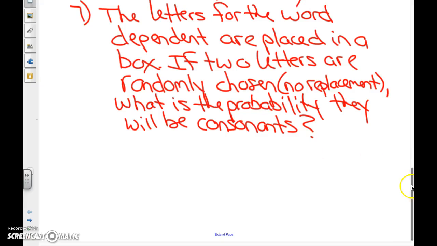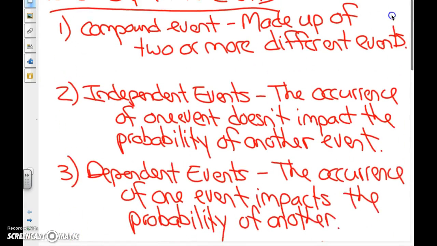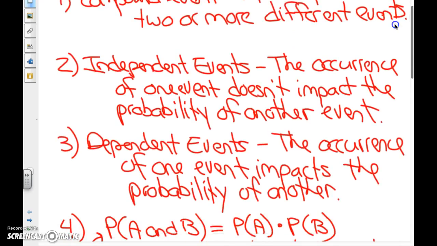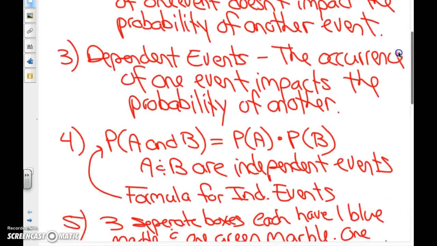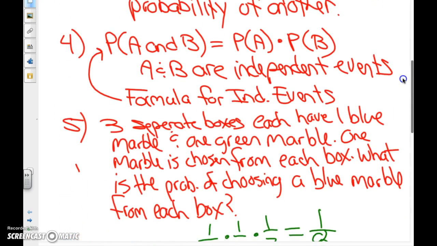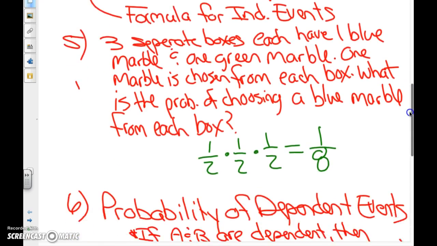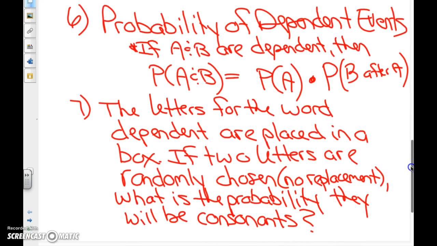Ladies and gentlemen, we are working on independent and dependent events, as you can see. We have the definition of compound events, dependent and independent events. We have the formula for independent events, which is the probability of A times the probability of B if A and B are independent events. And then we have the more confusing one, which is the probability of dependent events: the probability of A times the probability of B after A takes place.